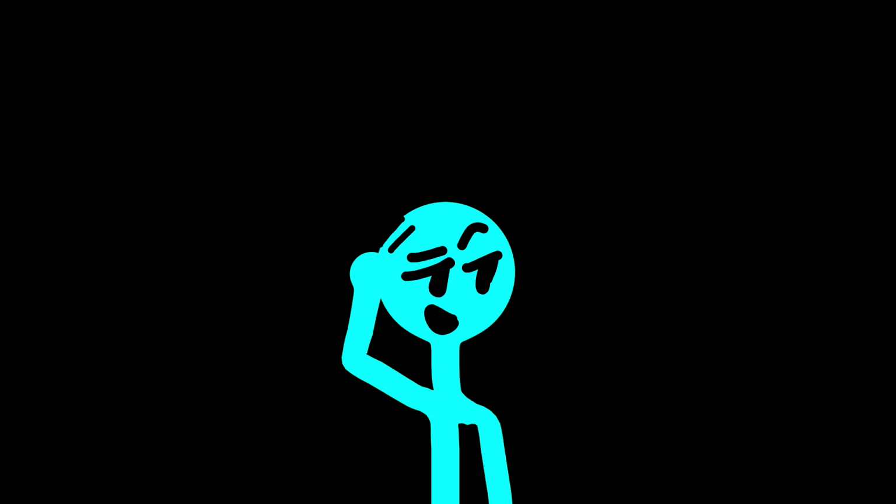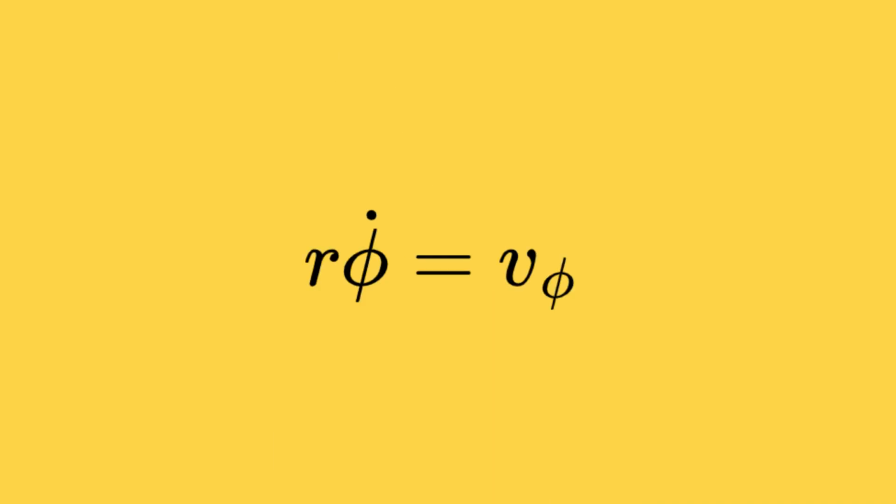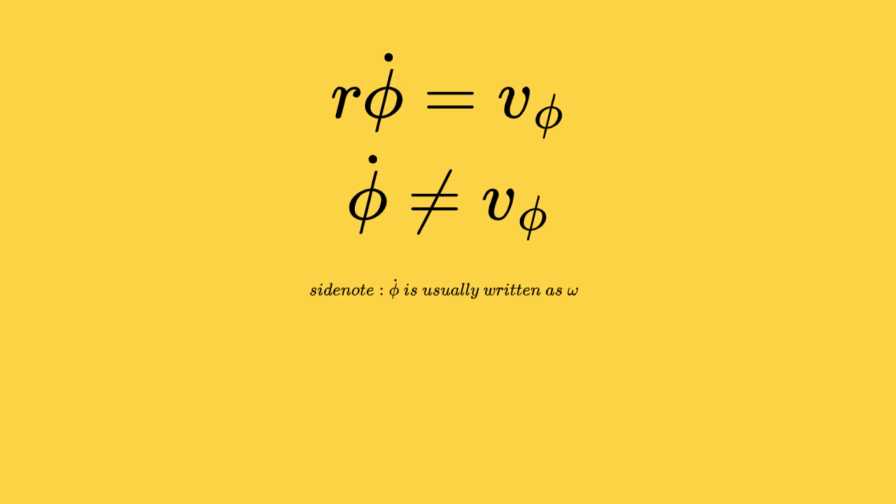Now, it might just be a skill issue, but this formula really confused me when I first saw it. Why wouldn't acceleration in the angular direction just equal angular acceleration? For that matter, here's the equation relating velocity to polar positions. Why is the velocity in the angular tangential direction equal to r times angular velocity instead of just angular velocity? Well, the answer is actually pretty simple.